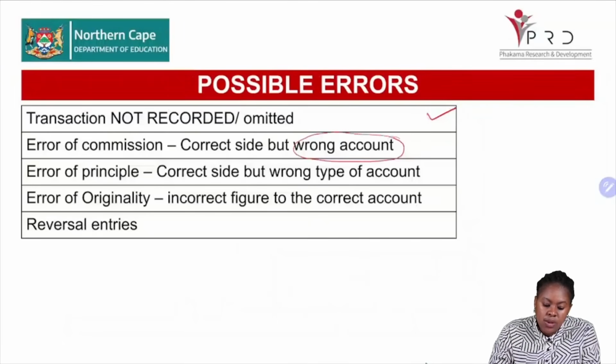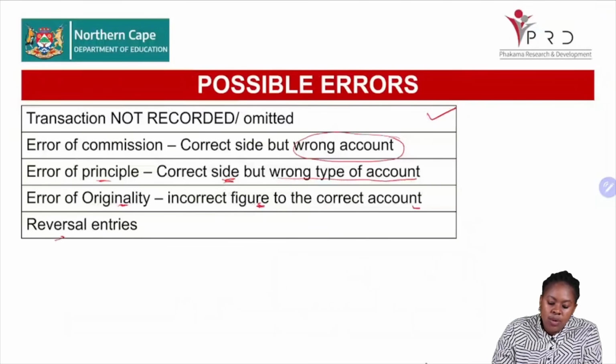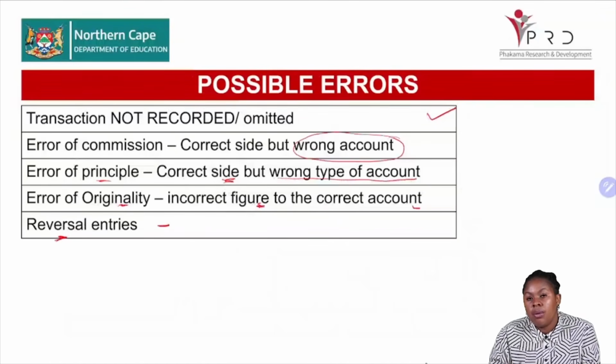All right. So the error of principle: you have done the transaction on the correct side, but the wrong type of account. Then error of original entry, that is when you have the incorrect figure for the correct amount. Okay. So that is the error over there. And then reversals is when you've recorded on the wrong side. Okay, so you are supposed to subtract, but you actually added.